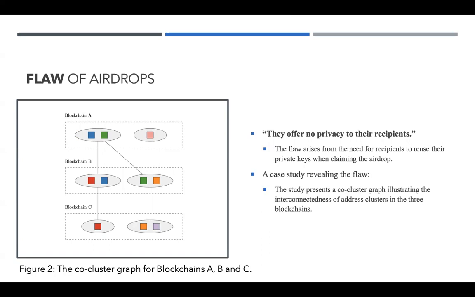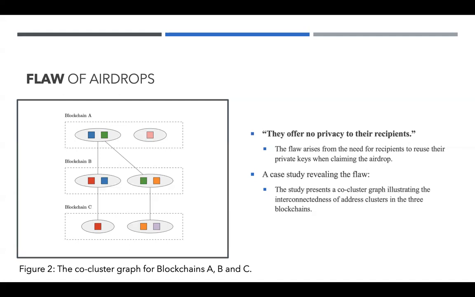The study presents a co-cluster graph illustrating the interconnectedness of address clusters in the three blockchains. Each ellipse represents an address cluster within the blockchain, while the edge denotes the maximum set of shared addresses between corresponding clusters, denoted by squares of the same color. The absence of an edge signifies the absence of address sharing.